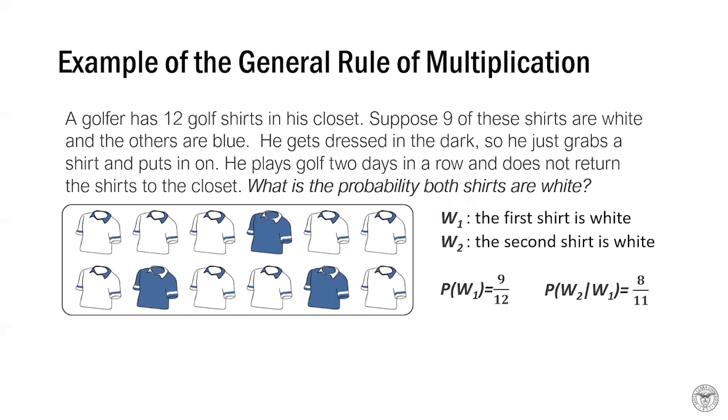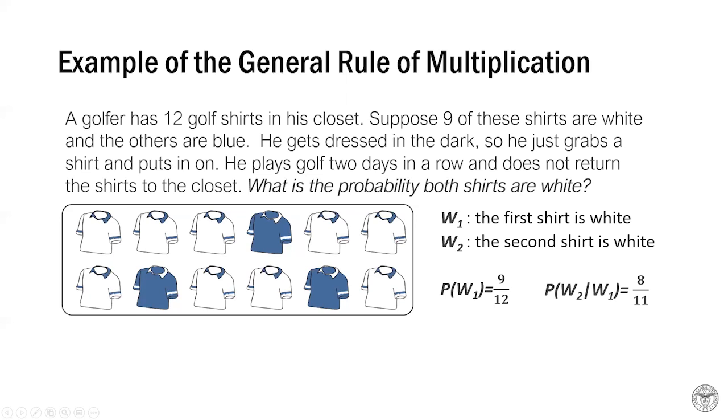Now, let's look at this example. A golfer has 12 golf shirts in his closet. Suppose 9 of these shirts are white and the others are blue. He gets dressed in the dark, so he just grabs a shirt and puts it on. He plays golf 2 days in a row and does not return the shirt to the closet. What is the probability both shirts are white?